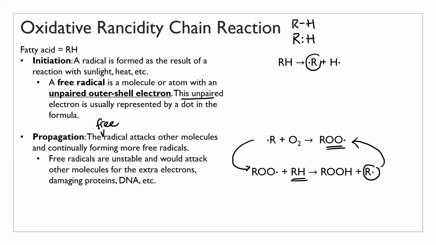Now, the problem with free radicals is that they are very unstable and they will go and attack other molecules for the extra electrons, because remember that they have an unpaired outer shell electron. So they're going to go and try to get that extra electron. Essentially, they're trying to undergo reduction, if you will. Usually, what happens is that they go and cleave certain areas of proteins or DNA, so it causes a lot of damage to the cell if free radicals are present.